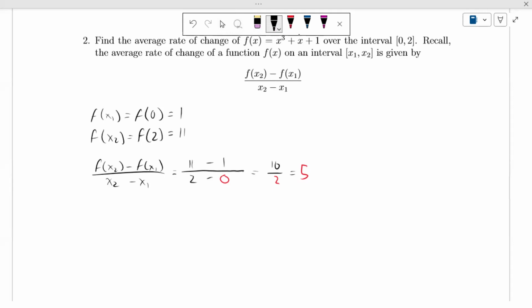Oh, so I actually plugged 2 into the function, right? Yeah, so I get 8 plus 2 is 10 plus 1 is 11, right?